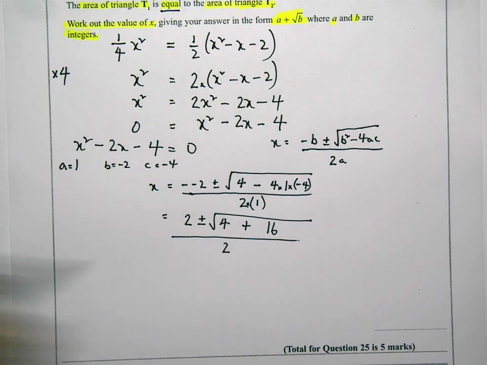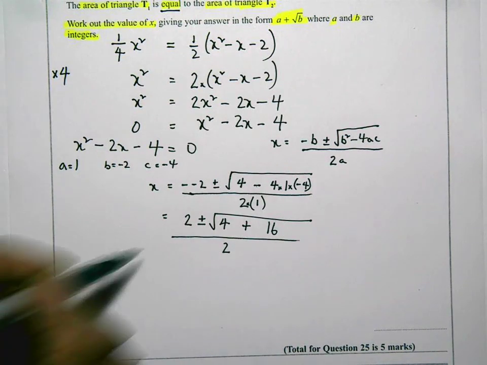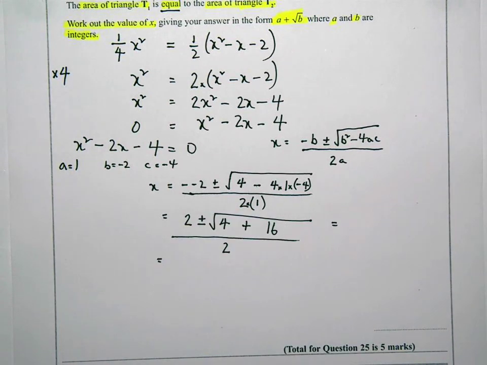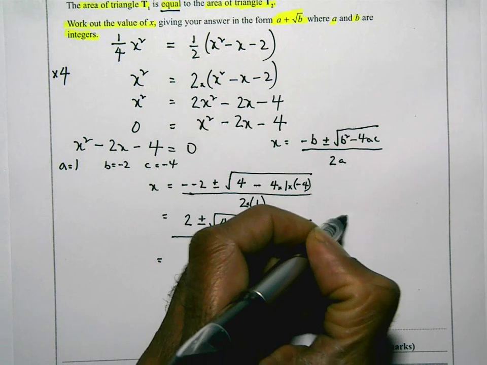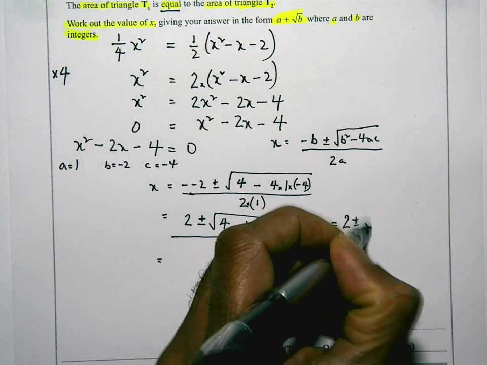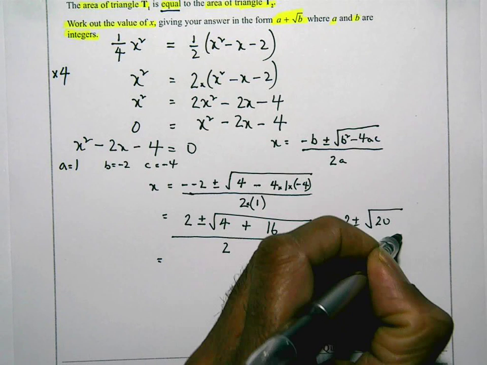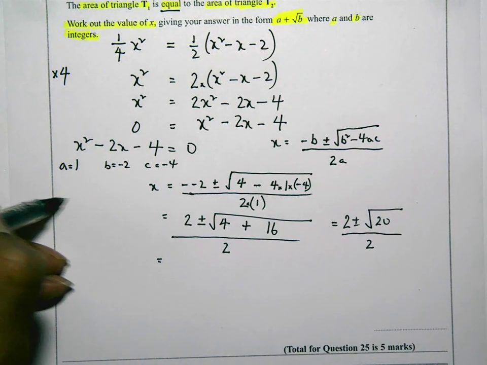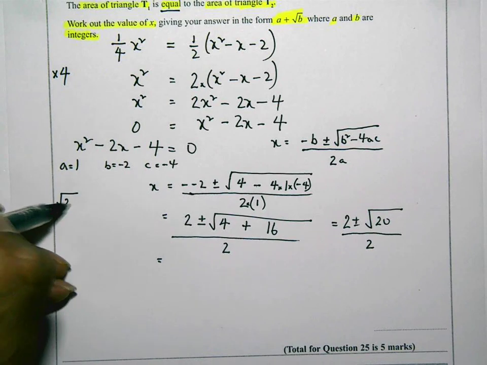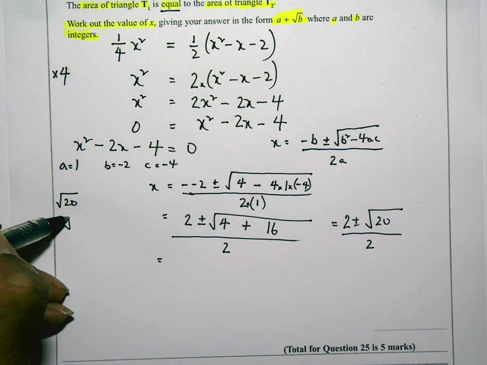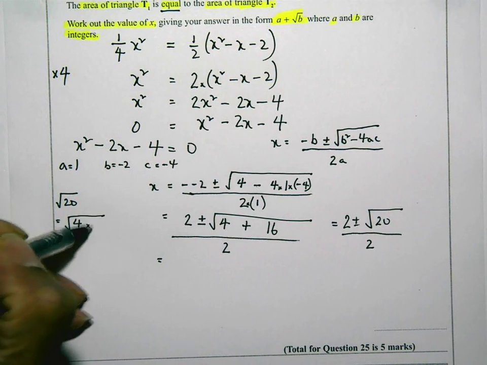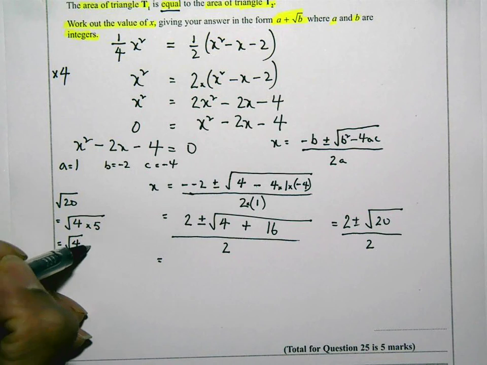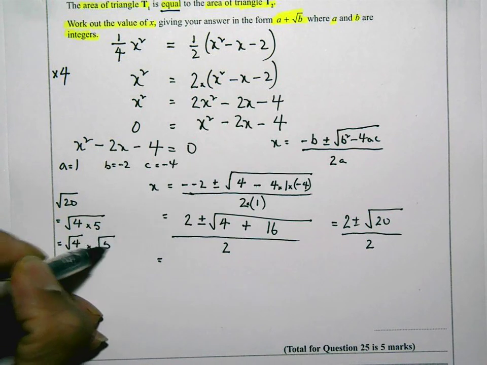Okay, taking that further forward, I'm actually going to work it out on this side because I'm going to run out of space in a bit. So I have 2 plus or minus the square root of 20 all over 2. I'm just going to put down that the square root of 20 is the same as the square root of 4 times 5. And if I split that up, that's the square root of 4 times the square root of 5. That's going to be 2 root 5.